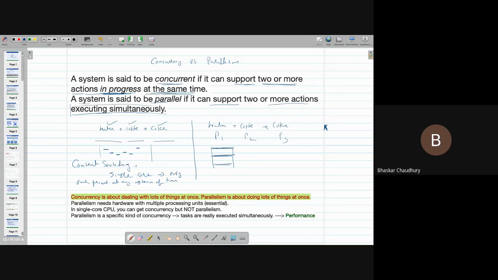So it is an illusion of multiple processes, but it is not actually multiprocessing. So context switching is an example of concurrency. Now, when you are talking about multiple processors, you really have multiple processors. Here multiple processors are working on different cores actually. So which can give you performance?